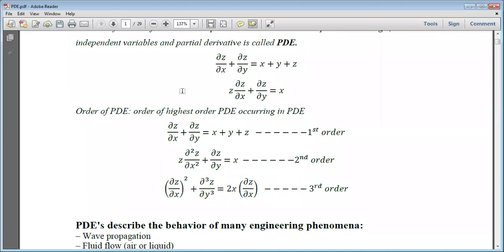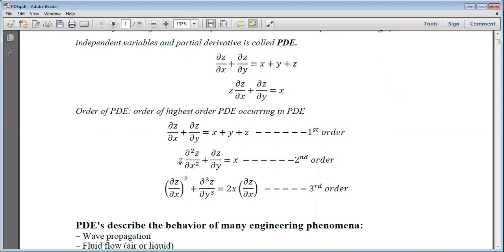Now, when we are going to see partial differential equations, we should understand what the order of a PDE is. The order of the highest order partial derivative occurring in the PDE is known as its order. It may be first order, second order, or third order. Here is an example: ∂z/∂x plus ∂z/∂y is equal to x plus y plus z. Here, it is a first order equation because the partial derivative of z with respect to x, as well as the partial derivative of z with respect to y, is first order. So that kind of equation is known as first order.